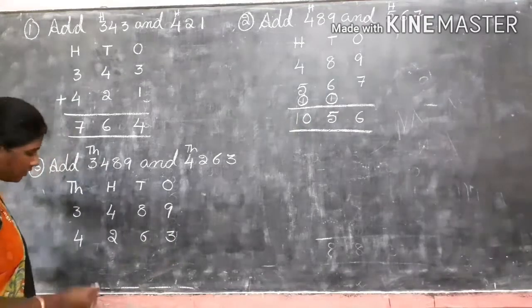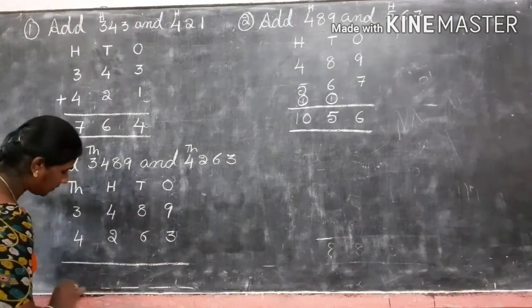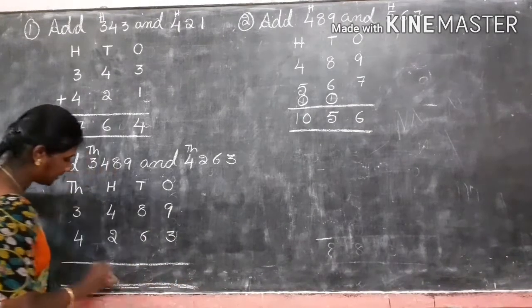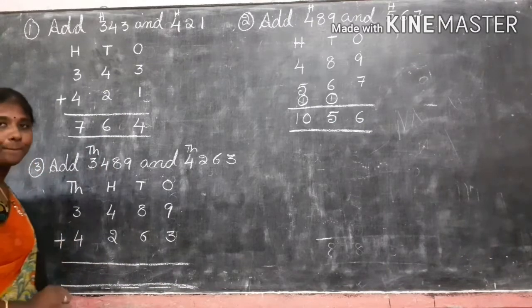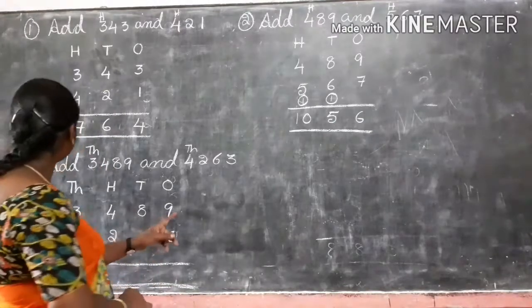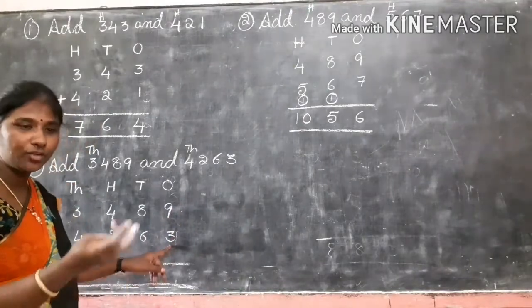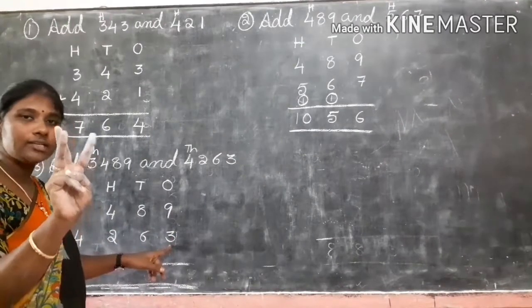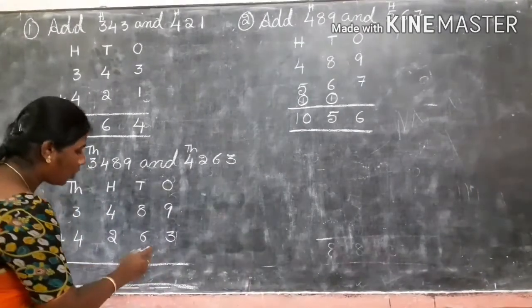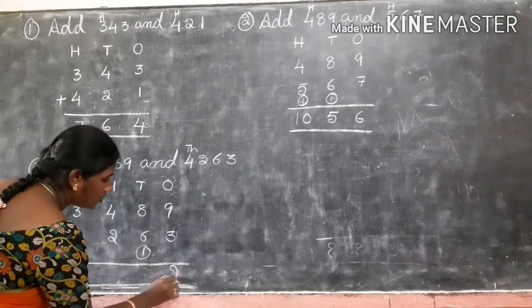4,263. Now add this one. What is the symbol for addition? Yes, the symbol for addition is plus. We have to add. Now, first take 9 and 3. First take 3 fingers. 9 after 10, 11, 12. So 1 here, 2 here.